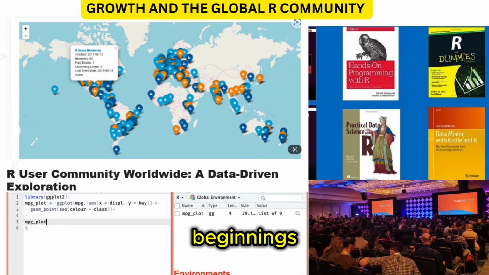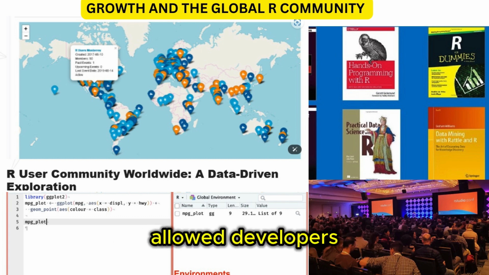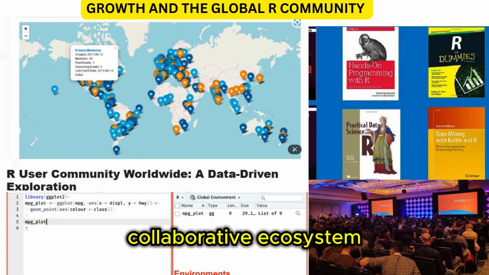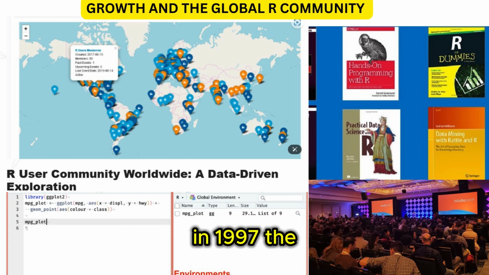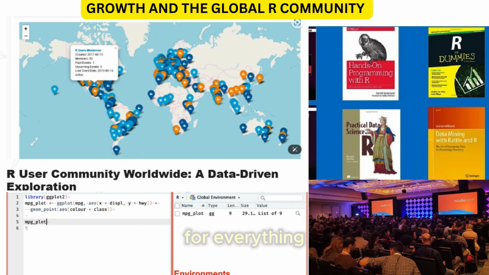From its humble beginnings, R rapidly gained popularity in the academic and research communities. Its open-source nature allowed developers and statisticians from around the world to contribute, creating a vibrant, collaborative ecosystem. In 1997, the R development core team was formed to oversee the language's continued growth. By the early 2000s, R had become the go-to tool for statistical computing. The rise of R packages, contributed by users worldwide, added specialized tools for everything from machine learning to bioinformatics.